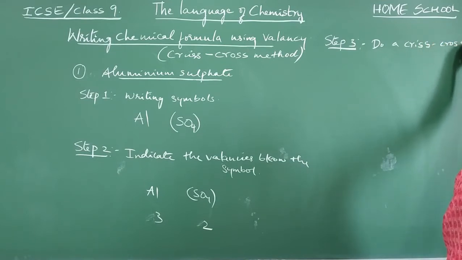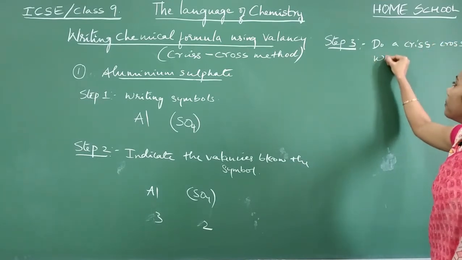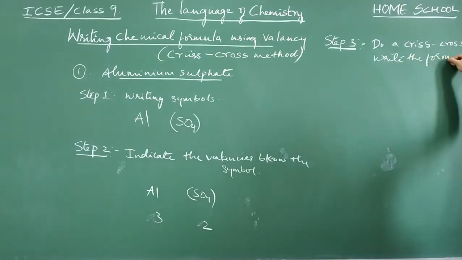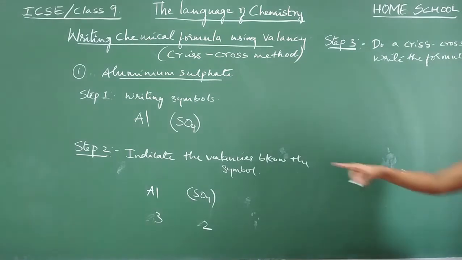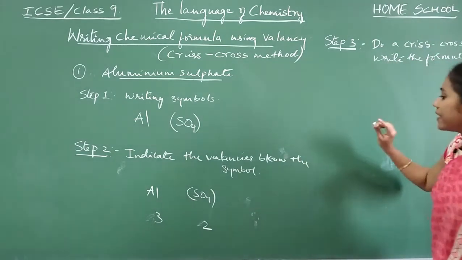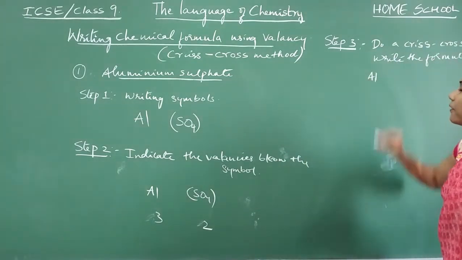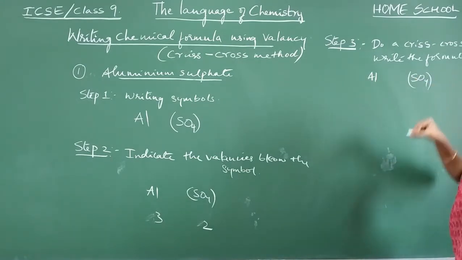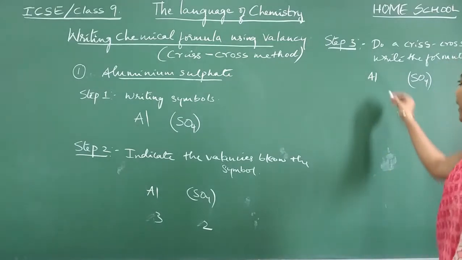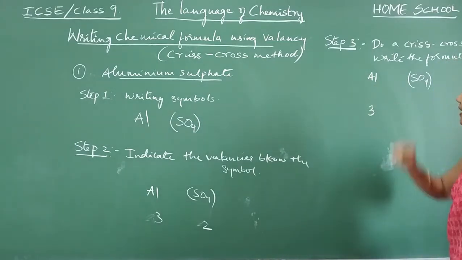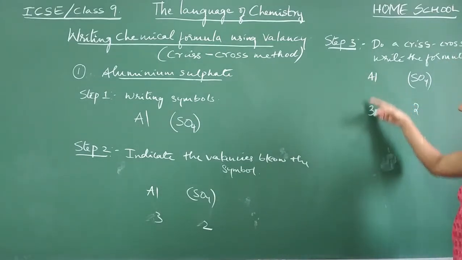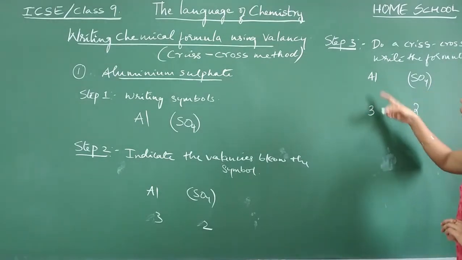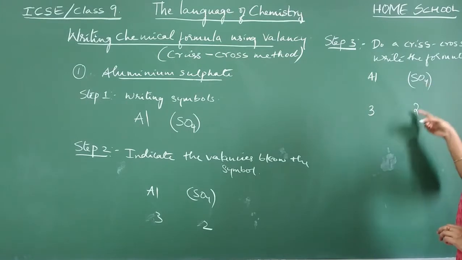Do a crisscross and write the formula. So what do you mean by a crisscross? I will write the same thing once again here. Initially we have put the symbols, aluminium, and the symbol for the polyatomic group is SO4, and below that we have indicated their valency. Actually it is +3, but we need not consider any sign. So here it is 3, here it is 2.